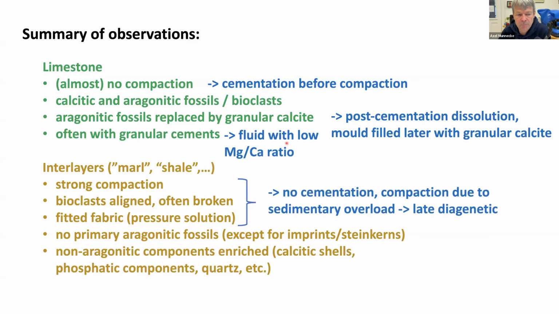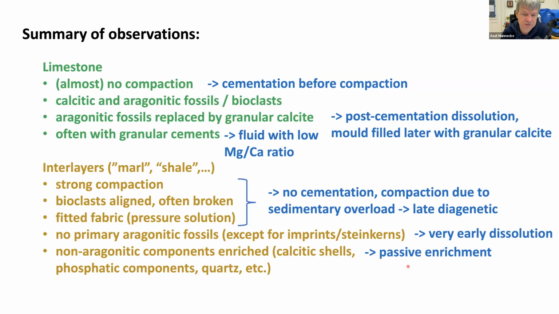What does the compaction, alignment, and fitted fabric in the interlayers mean? It means these rocks are not early cemented, and the compaction is due to the sedimentary overload. So this is a late diagenetic structure. This happens far later than the cementation. The aragonitic fossils are gone, but in order to dissolve aragonite, we don't need high pressure or temperature. This is also something that happens very early. We need, let's say, aggressive water to dissolve aragonitic fossils. And all the non-aragonitic fossils are enriched, and this is a passive enrichment.